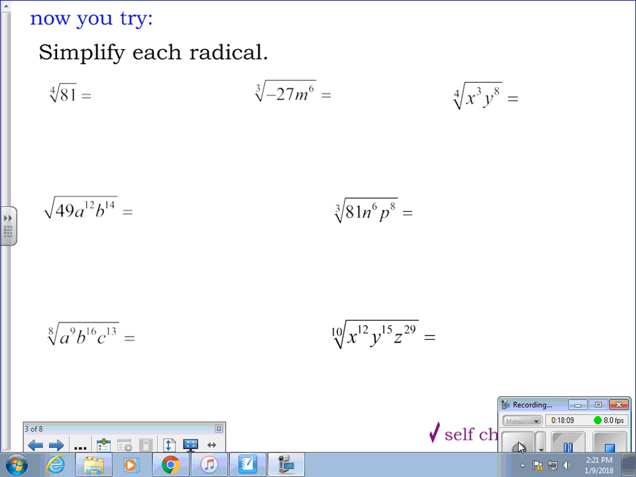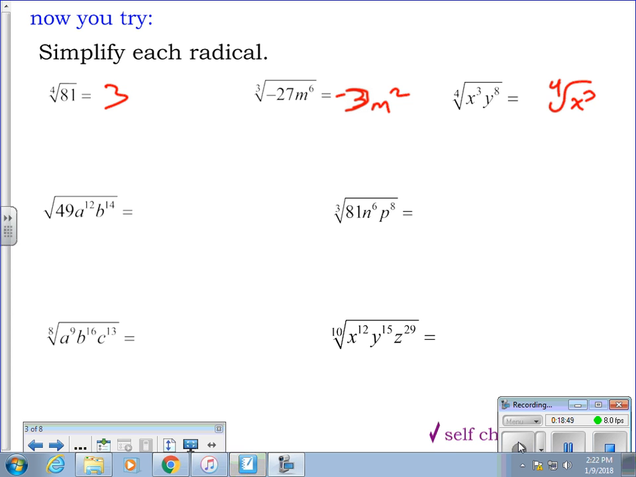All right, so the 4th root of 81 we established earlier is 3. Cube root of negative 27 is negative 3. Cube root of m to the 6, 6 divided by 3 is 2, so it's a perfect m squared. Next one's a little goofy. The 4th root of x cubed, 3 is not evenly divisible by 4. It doesn't go in, so I can't simplify that. The power is already smaller than my index, so the 4th root of x cubed stays the 4th root of x cubed. There's just no change on that.